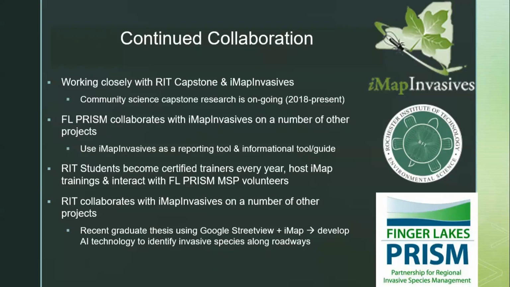And then I also wanted to just say that RIT also collaborates with IMAP on a number of other projects outside of this capstone course. I know that other courses, our GIS course, uses IMAP. And there was a recent graduate thesis that was using Google Street View and IMAP data to develop AI technology to identify different invasive species along roadways. So that's super interesting. And I think it just speaks to how this platform and tool database can be used in so many different ways in higher education. So thanks.